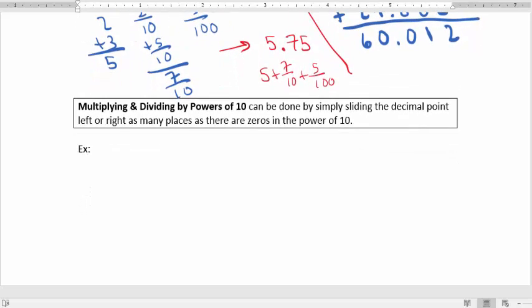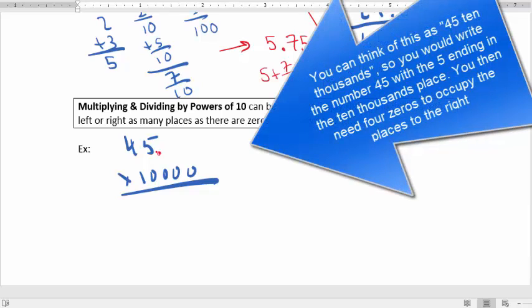And then what we do is multiply and divide by powers of 10. This is just something that you should probably know, right? Like if I'm multiplying 45 times 10,000, I basically just think of this 45 as being 45 with a decimal point after it. And since I have 1, 2, 3, 4 zeros here, I'm going to move my decimal point 4 to the right. So 45 times 10,000 really becomes 450,000.